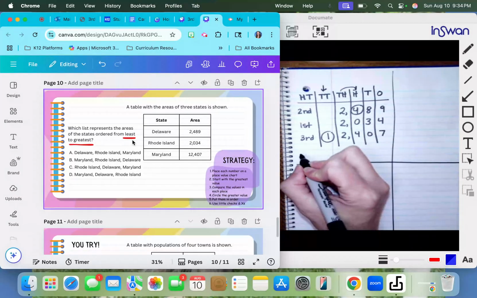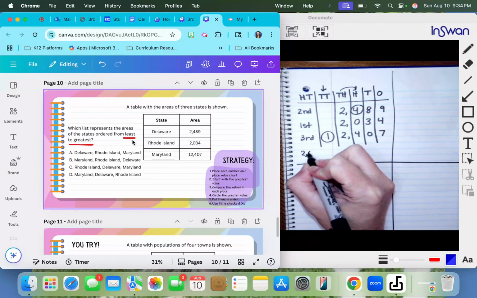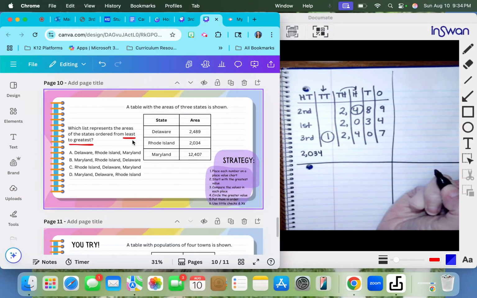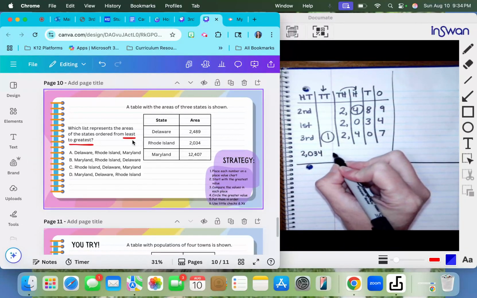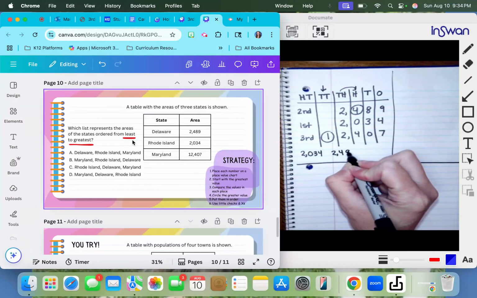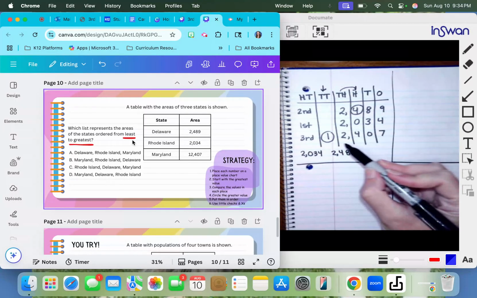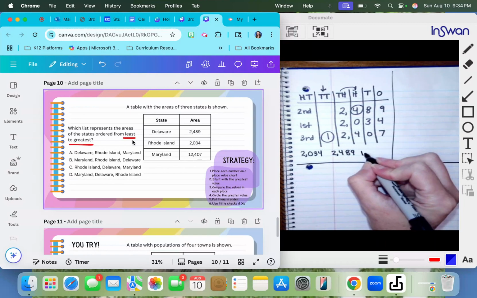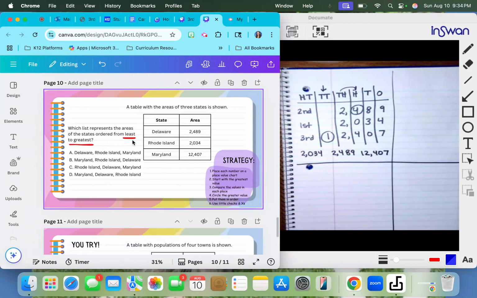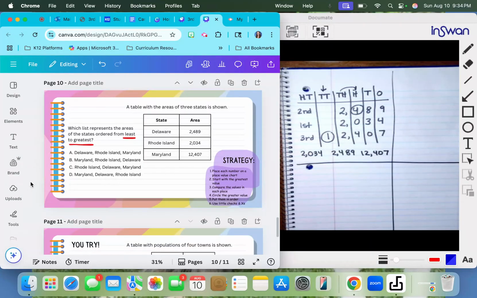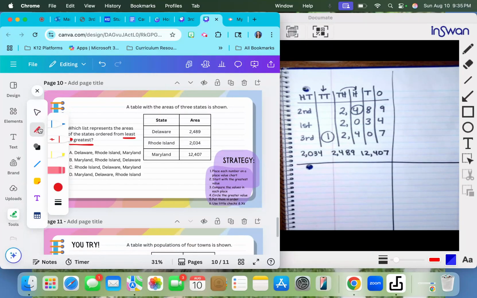So now we've put them in order, so let's list them. First place, my least number is going to be 2,034. Then in my list, the next smallest would be 2,489. And then the greatest number would be 12,407. So there's my list of numbers. So now that I know, let's switch now to little checks and little X's and process through our answer choices.